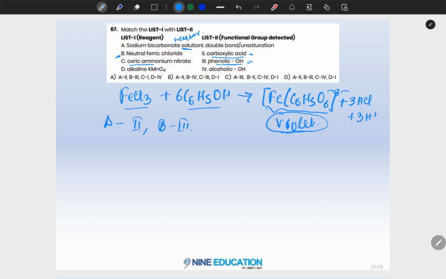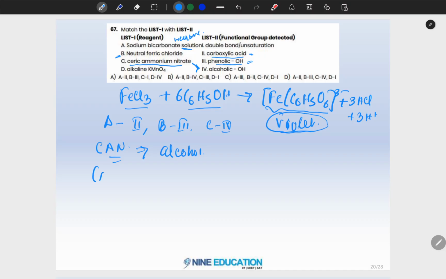Now next is ceric ammonium nitrate. Now ceric ammonium nitrate, the CAN test, is basically used for detection of alcoholic group, right? So ceric ammonium nitrate is basically used for detection of alcoholic group. So C must be matching with 4.